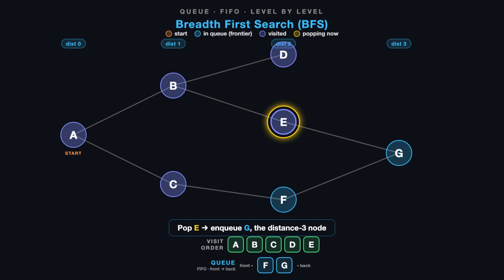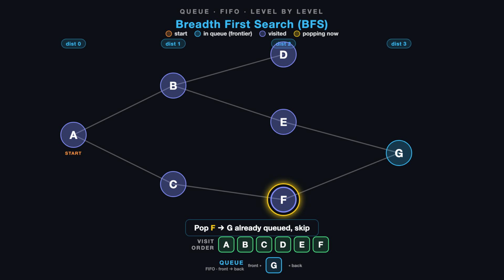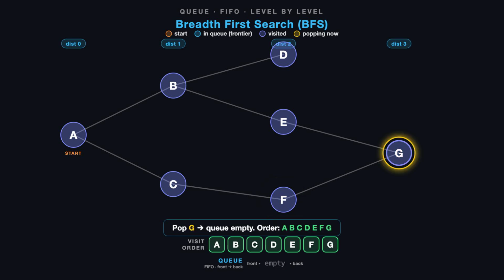Pop D, its only neighbor is B, already visited, so nothing new. Pop E, it adds G, pop F, G is already queued, skip. Finally pop G, the lone distance 3 node. The full visit order, A, B, C, D, E, F, G, level by level, ring by ring. And here is the payoff, because it fans out evenly, breadth first reaches every node by the fewest possible edges. On an unweighted graph, BFS finds the shortest path.